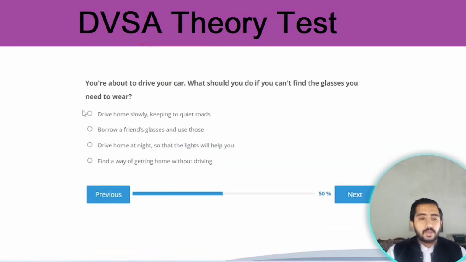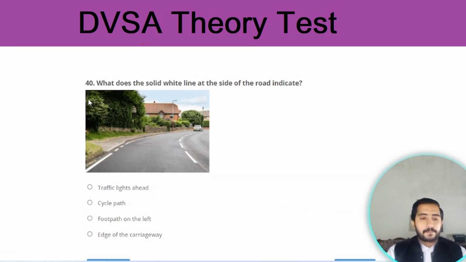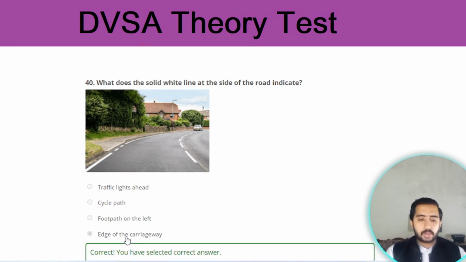Next one. You are about to drive your car. What should you do if you can't find the glasses you need to wear? The correct option is find another way of getting home without driving. Option D. Next one. What do the solid white lines at the side of the road indicate? They mean the edge of the carriageway. Option D is the correct option.